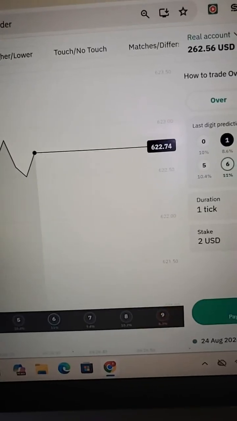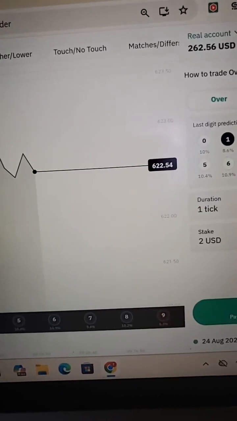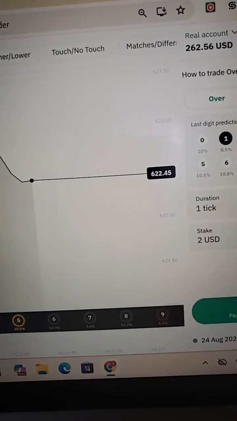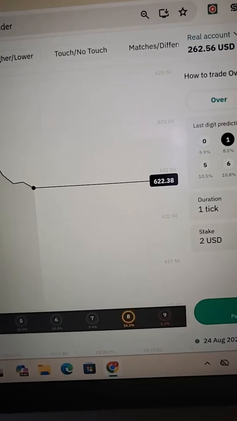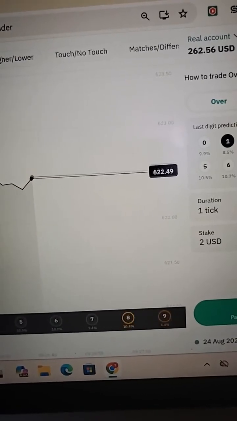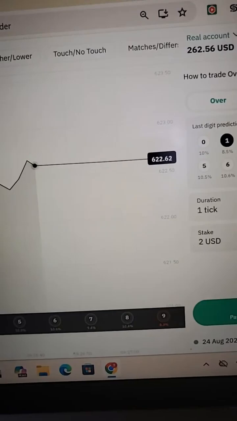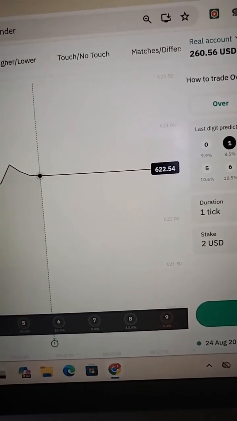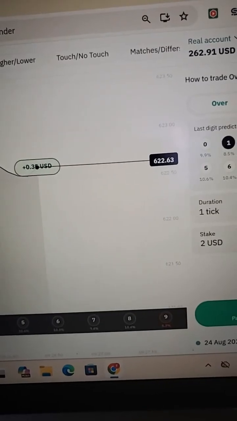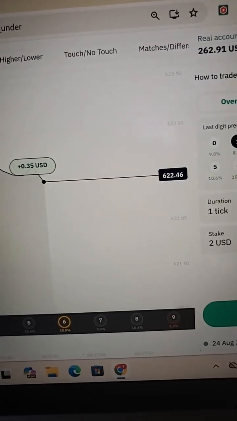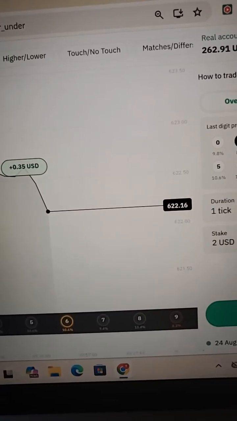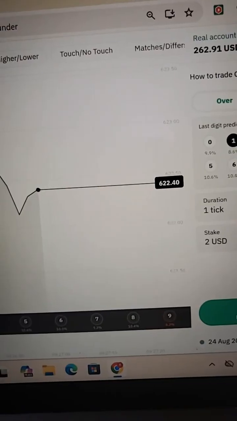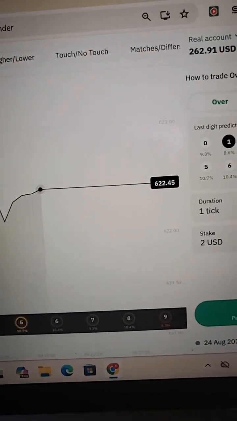But with all the other digits, when you enter on 7, 9, and 8, mostly you'll always be returned to under 1, under 3, under 0, or under 2. So you wait for 0, then wait for 5, and enter immediately. Those are entries that are very sure. You can see you are already at 262. So that is how you trade over 1.